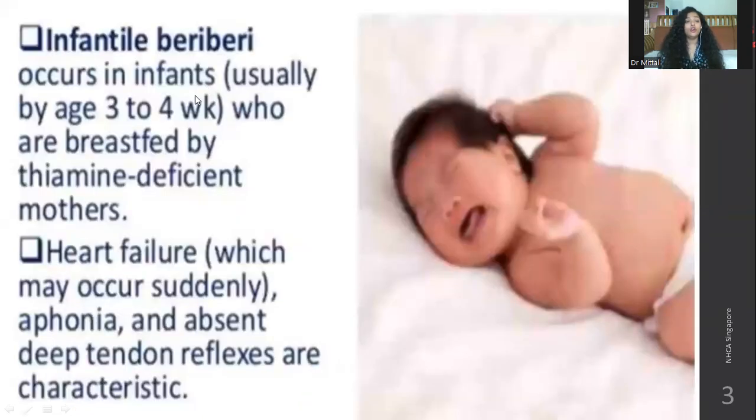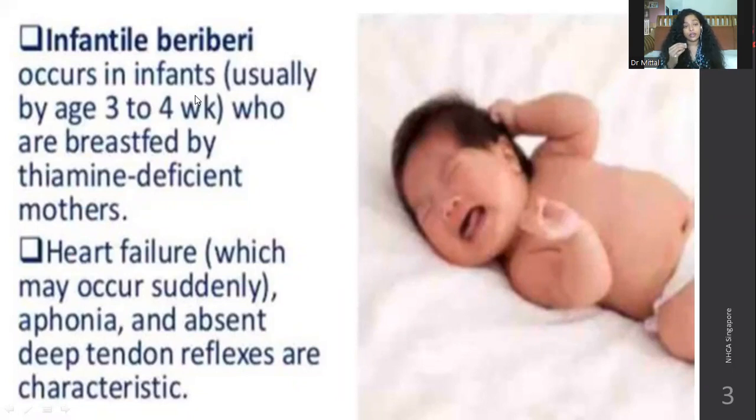Infantile beriberi occurs in infants, by the age of 3 to 4 weeks, who are breastfed by a thiamine-deficient mother. If the mother is thiamine deficient, obviously the breast milk will not have adequate vitamin B complex. But when the mother increases her vitamin B complex intake while she is lactating, the quality of the breast milk will also change.